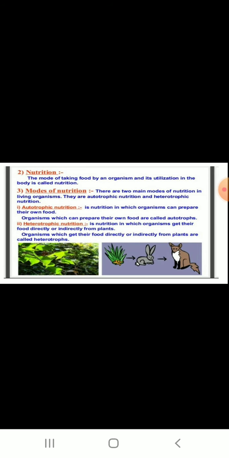Next comes nutrition. What do you mean? What is nutrition? The mode of taking food by an organism and its utilization in the body is called nutrition. Nutrition means not only taking the food, whatever food we take has to be digested and utilized properly by the body. That process we call nutrition. The process of taking food by an organism and utilizing it in the body is called nutrition.